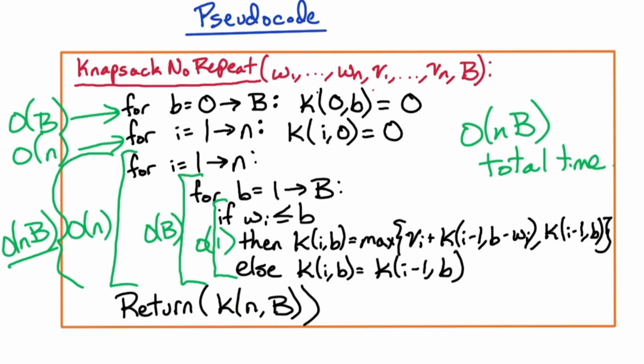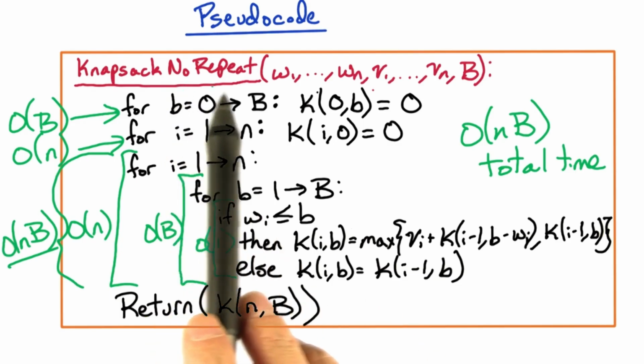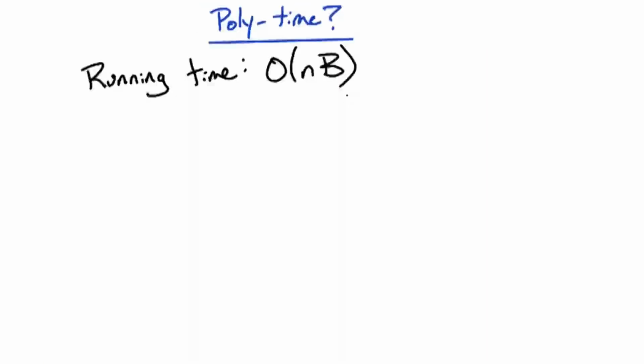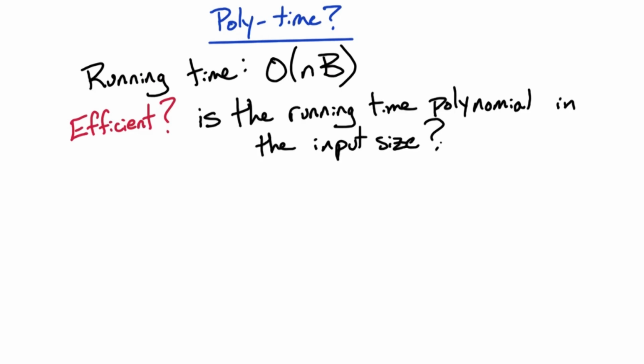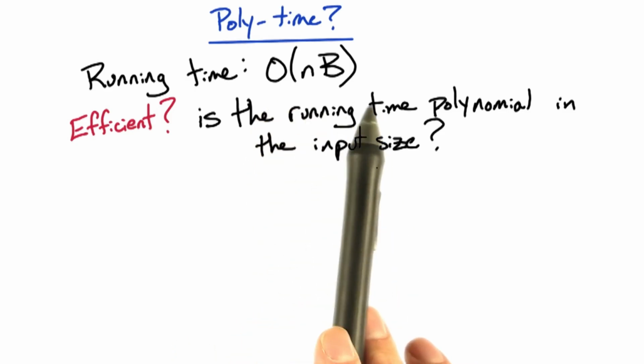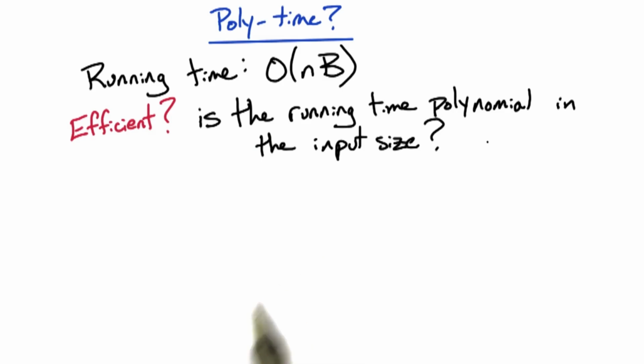And then we'll go back and look at the solution to the problem when we allow the object to be used multiple times. The running time of the algorithm we just described is order n times capital B. The question I'd like to ask is, is that an efficient algorithm or not? What do we mean by efficient? By efficient, we typically mean polynomial time. What do we mean by polynomial? We mean polynomial in the input size. So is the running time of this algorithm that we just described polynomial in the input size?